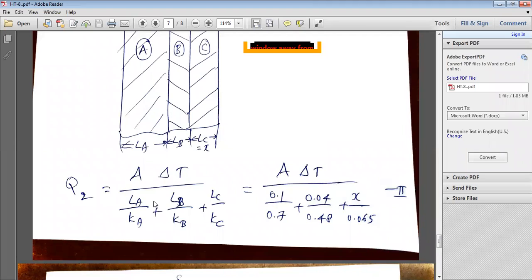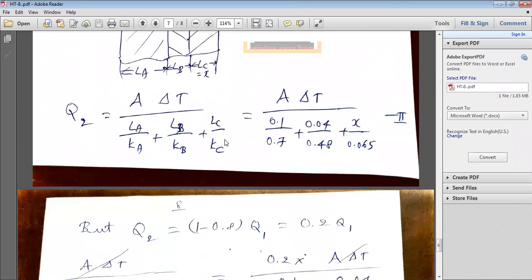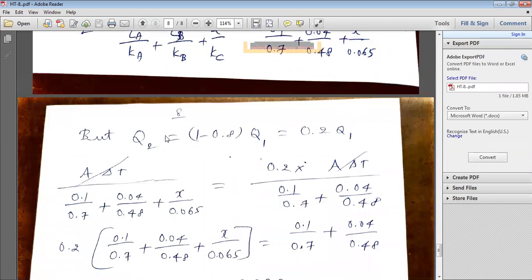Overall temperature divided by the sum of the thermal resistances. But LC is not given. How much thickness of the third material C should be added to reduce the heat transfer by 80%? So LC, name the thickness as X, X by 0.065, and the heat transfer rate is Q2 only.